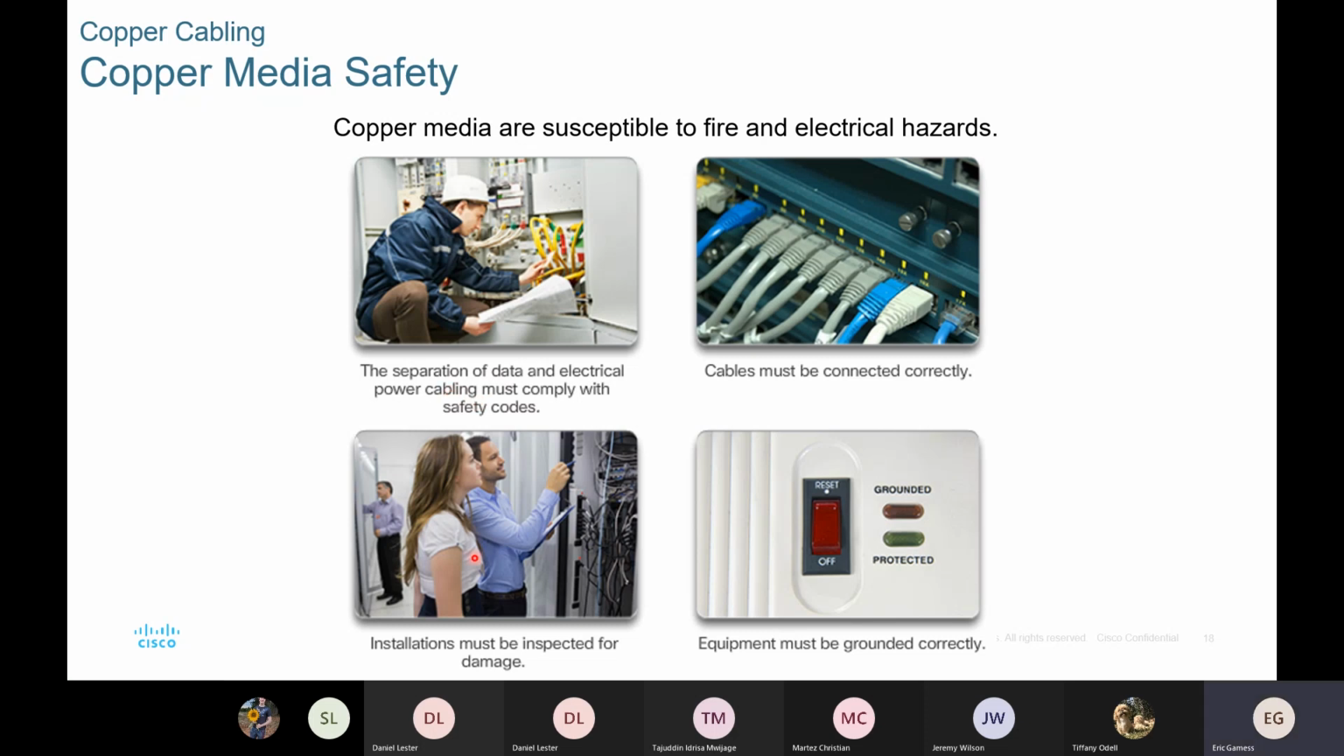You need to inspect your network from time to time to see if everything is okay, if you don't have connection problems. All your devices that will be in your rack must be grounded, because your employee is going to come and touch the router or the switch with their hand.